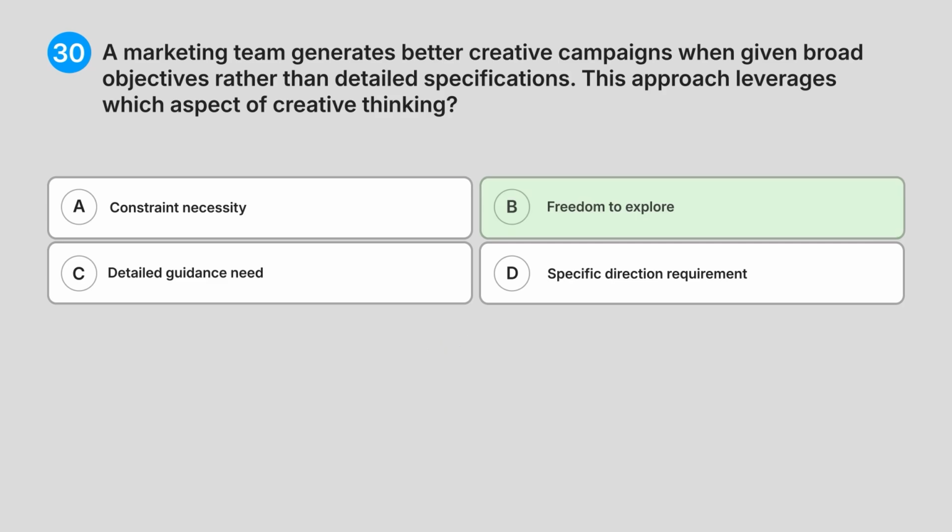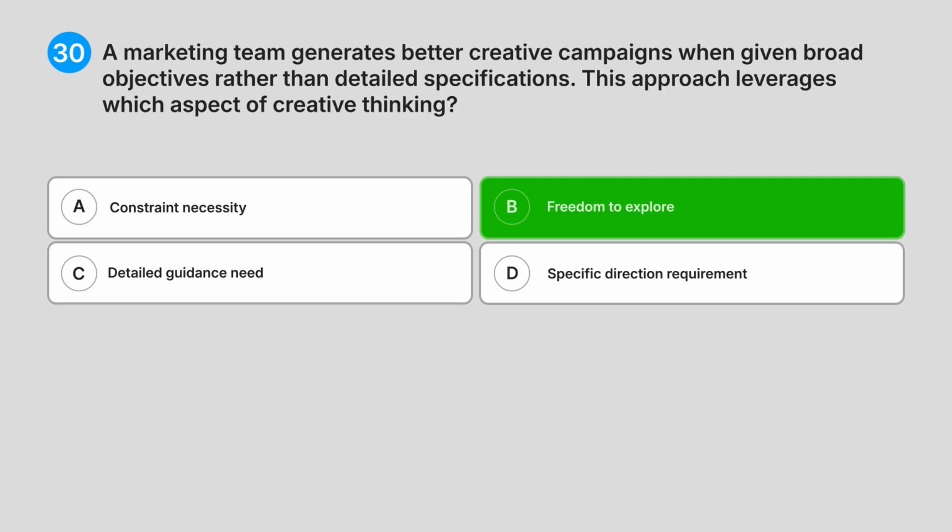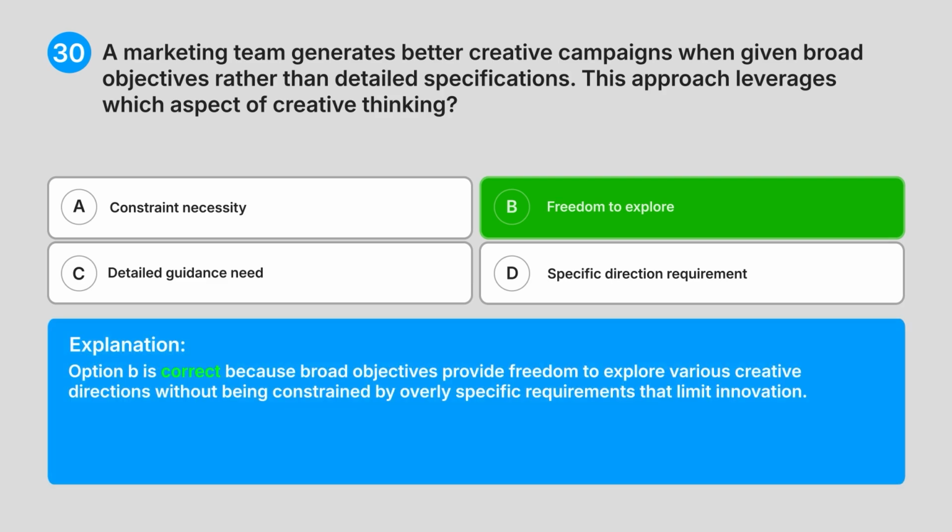Correct answer, B. Freedom to explore. Explanation. Option B is correct because broad objectives provide freedom to explore various creative directions without being constrained by overly specific requirements that limit innovation.